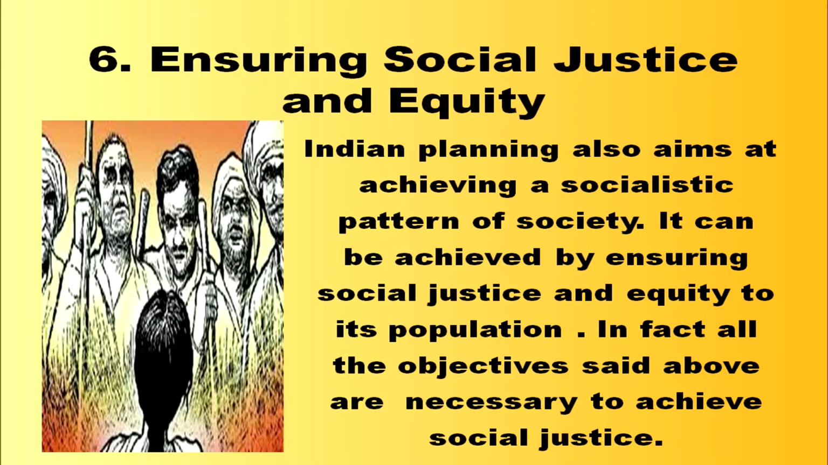The sixth objective is ensuring social justice and equity. Indian planning also aims at achieving a socialistic pattern of society. It can be achieved by ensuring social justice and equity to its population. In fact, all the objectives said above are necessary to achieve this one objective of social justice. So, if we achieve the first five, we automatically achieve the sixth objective.